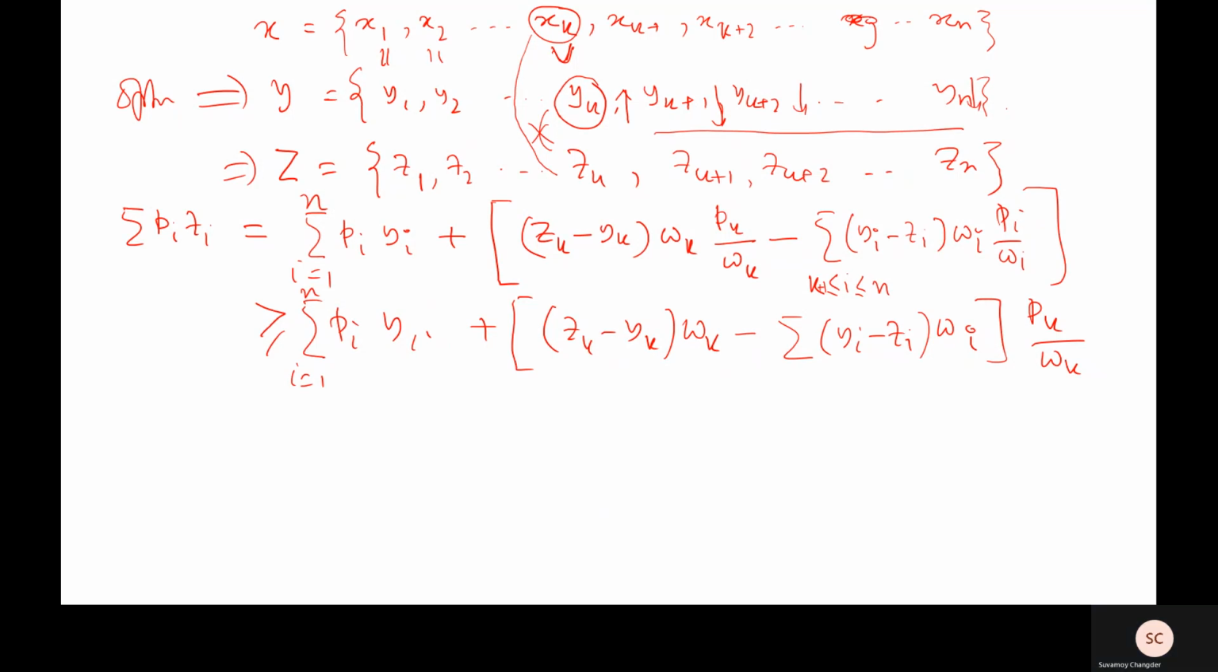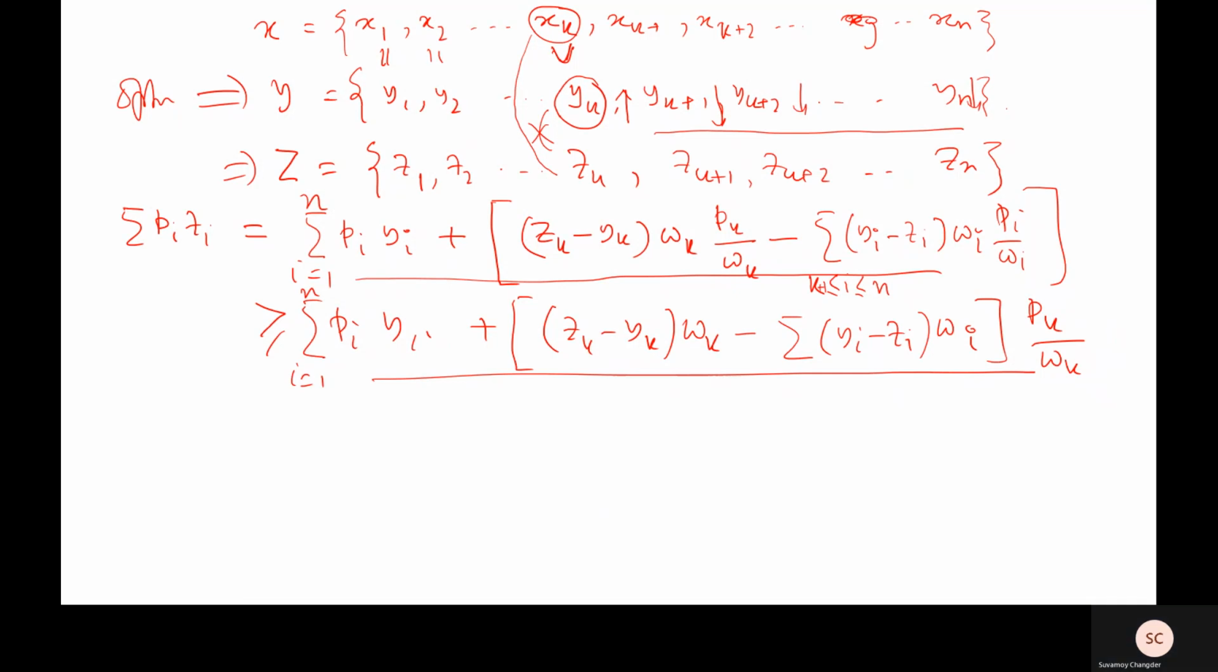Now why? See, if we increase this value pi by wi, where i varies from k plus 1 to n, so pk plus 1 by wk plus 1 is less than pk by wk. So if we increase the negative term, obviously this term will be less than the previous one. Therefore, we can write this value is greater than the sum of pi yi, and this as pk by wk is greater than pk plus 1 by wk plus 1, pk plus 2 by wk plus 2, and so on.